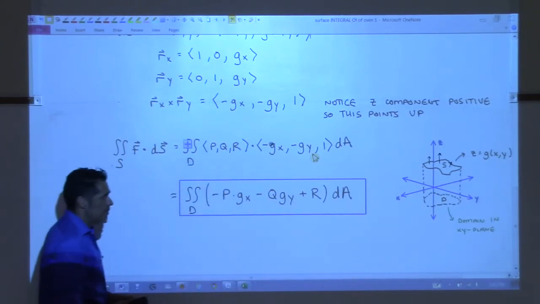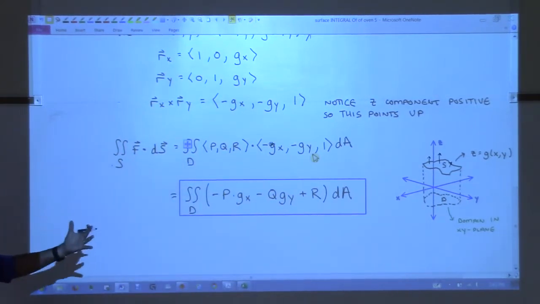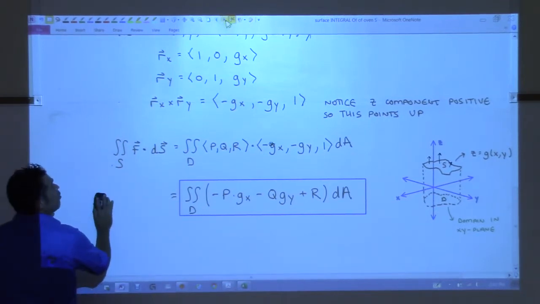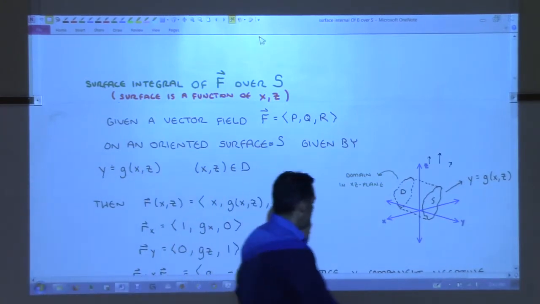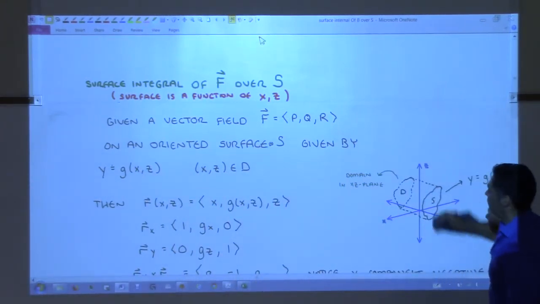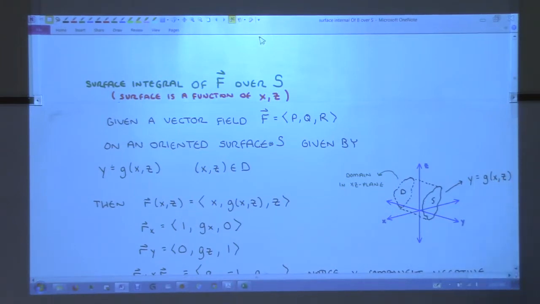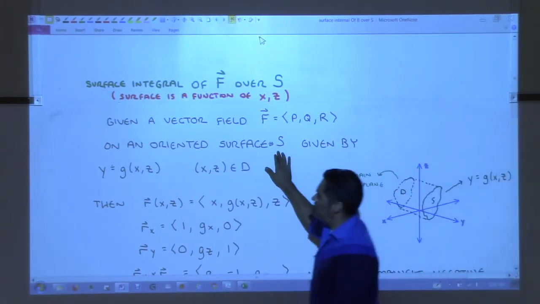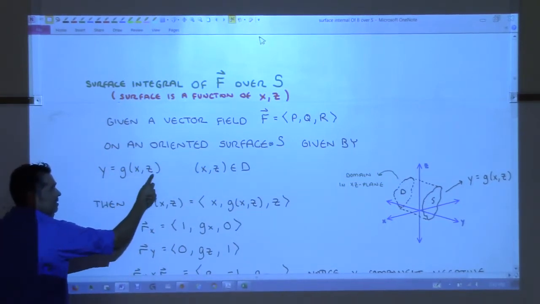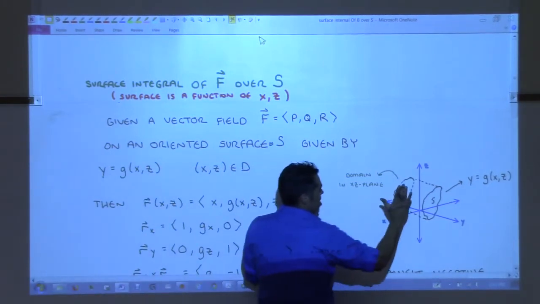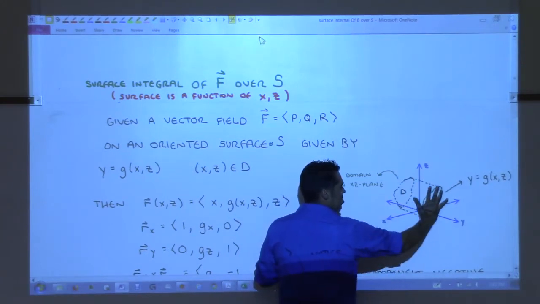Now, just like before, we also have special cases, two more special cases. So let's look at this one. What if we're given a vector field PQR, we have an oriented surface, but our surface now is that y is a function of x and z. So it looks like this. Our domain's on the xz plane. Our surface is out here.